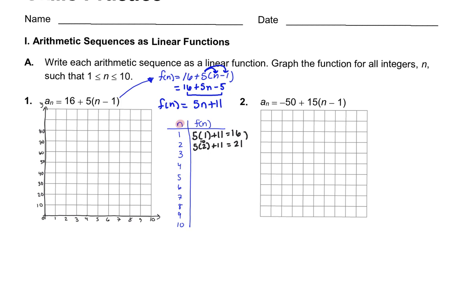And if you notice, this is increasing by 5. So once you see a pattern, you don't have to plug in the stuff. You could do it in your head. 21 plus 5 is 26. 26 plus 5 is 31. 31 plus 5 is 36. 36 plus 5 is 41. Then it's 46. Then it's 51, 56, and then 61. Those are your actual points.